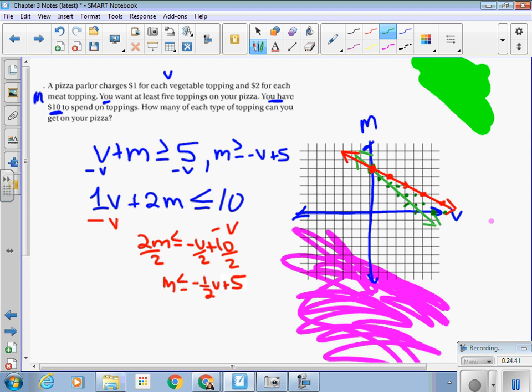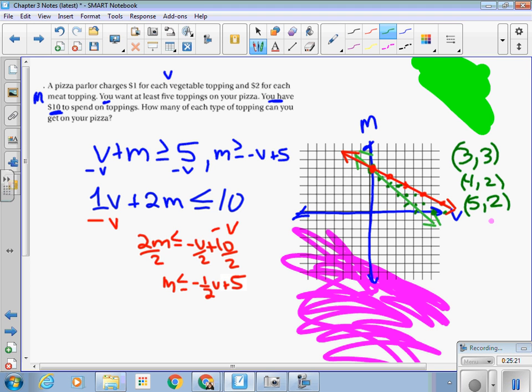is a possible solution. So I could have 3 veggie, 3 meat. I could have 4 veggie, 2 meat. If it's not a whole topping, it really isn't an answer to this because I can't order half a veggie topping. Just cut that bell pepper in half, throw it on there. You've got to go one whole. So then I can also have 5 veggie and 2 meat.